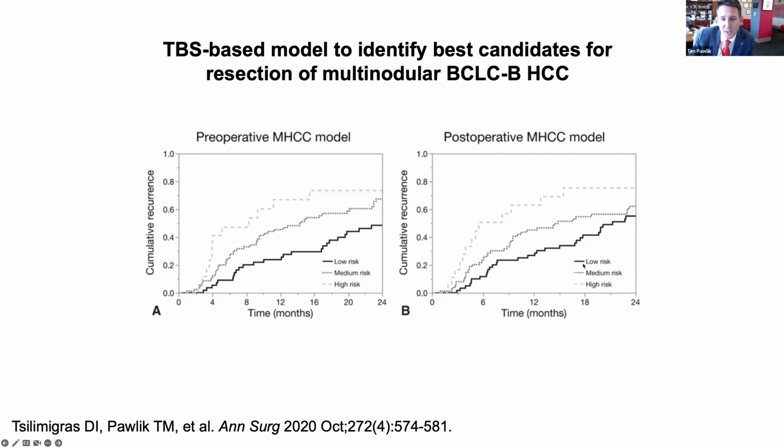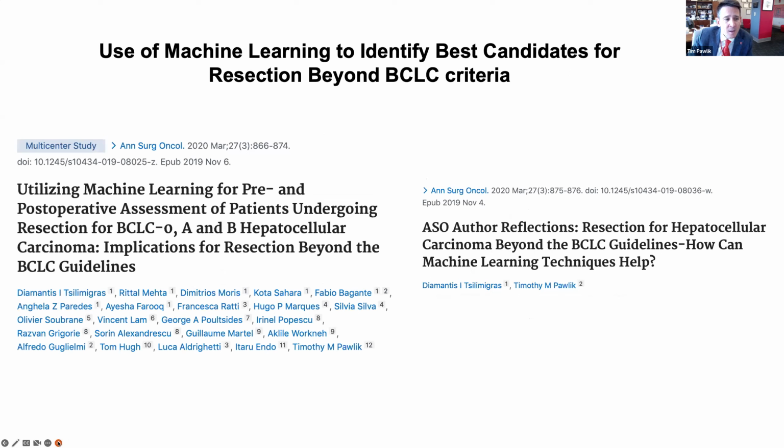And you can see in those patients at highest risk that they will recur, 60% will recur within 12 months, compared to only about 20% for patients who have a low risk, and low risk being low AFP, low tumor burden score. So more recently, we've used machine learning to help us identify which candidates may be the best to select for resection who are beyond the BCLC criteria.